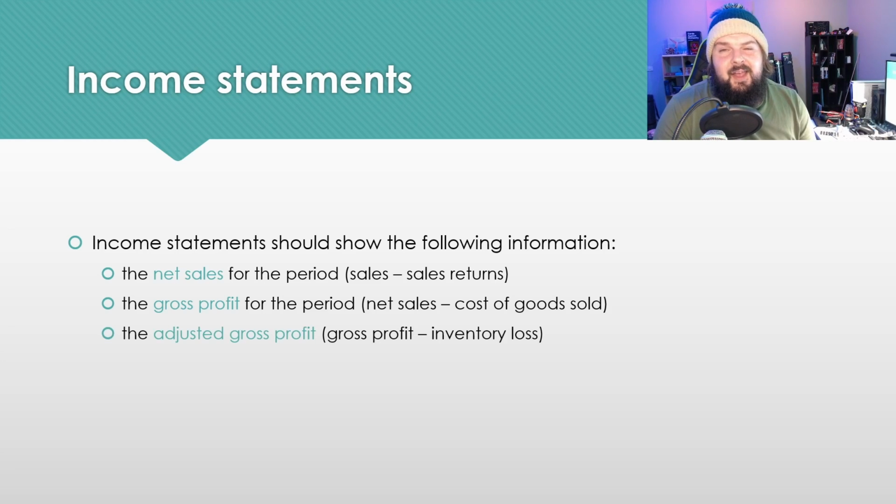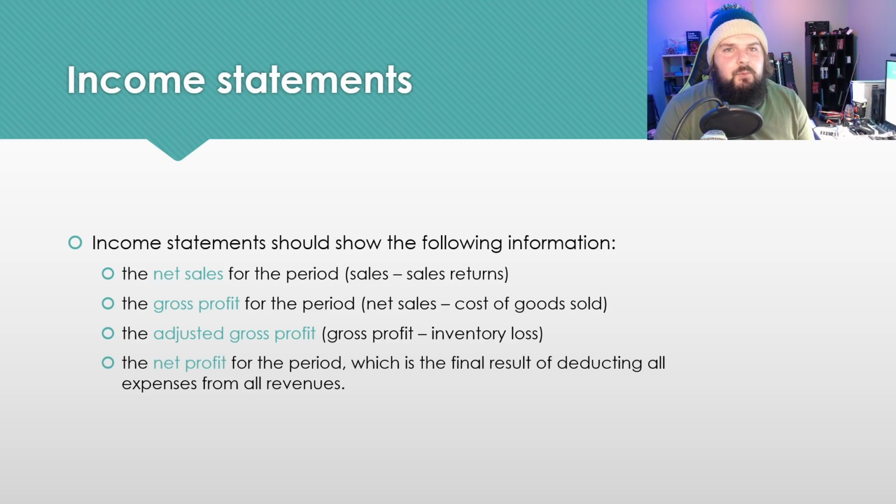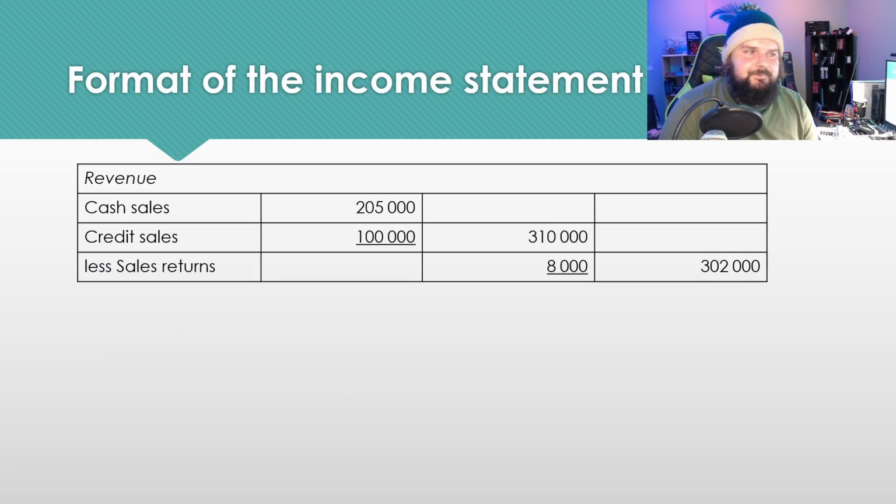We then have our adjusted gross profit, which takes away any inventory losses or adds any inventory gains. We'll then finally show our net profit, which is once we've deducted all of our other expenses. Okay? So let's have a look a little bit closer at the format of it.